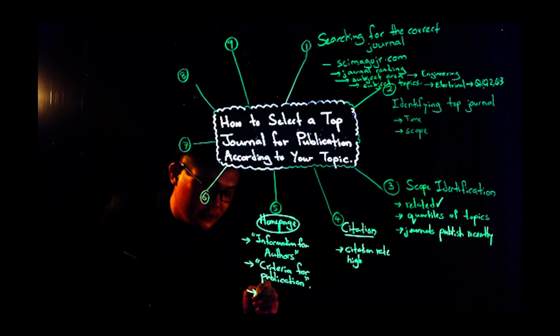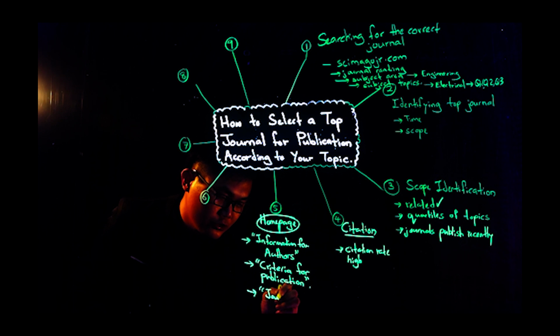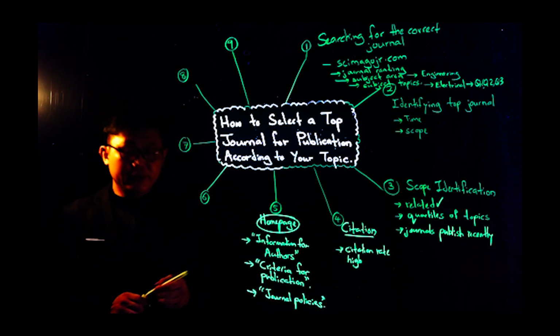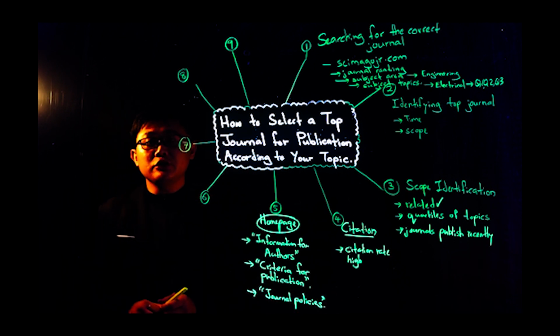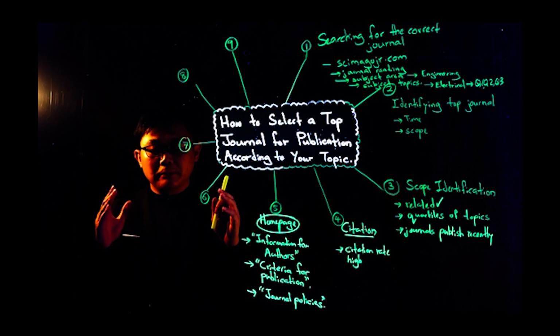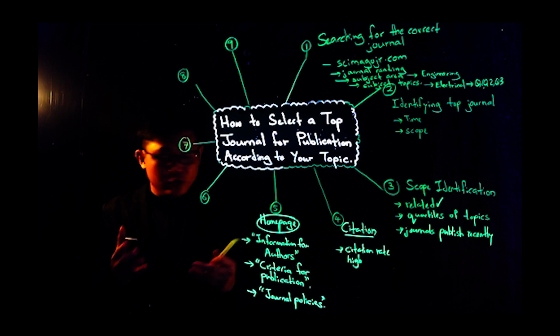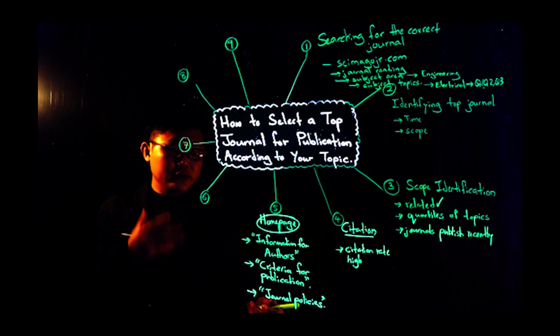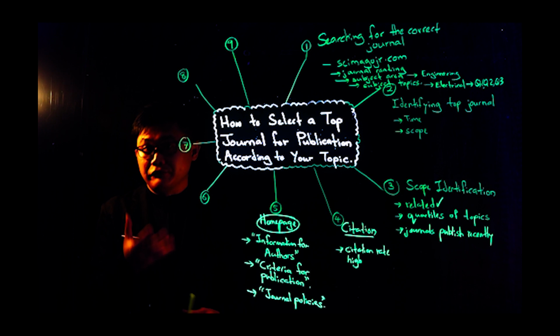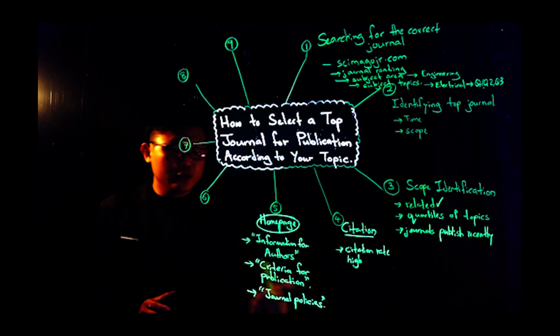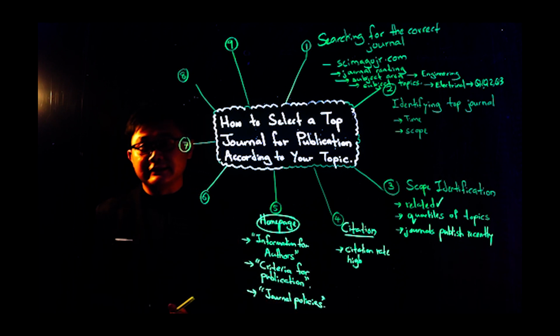The last one is to focus on keywords such as journal policies. Spend some time to read the journal policies, because they identify what policies the journal follows. For example, if your data is copyrighted, you cannot publish here. Or they may have policies on checking for infringement. If your infringement rate is higher than a certain percentage, they may not accept you. So spend some time also reading the journal policies itself.